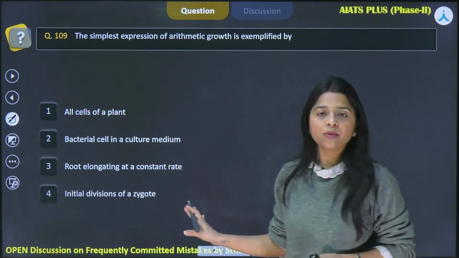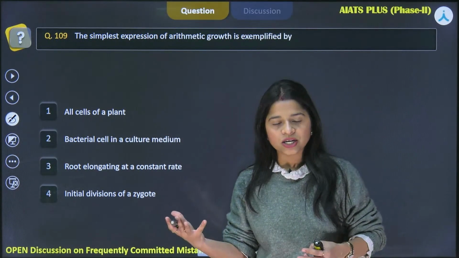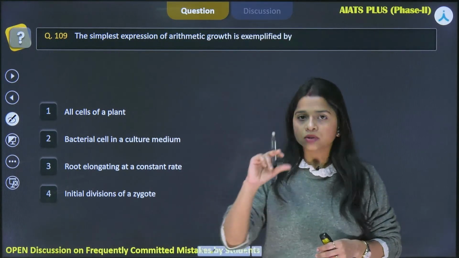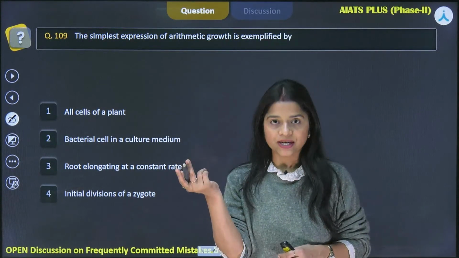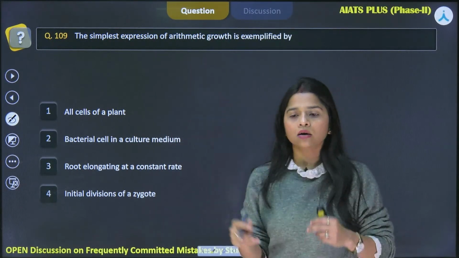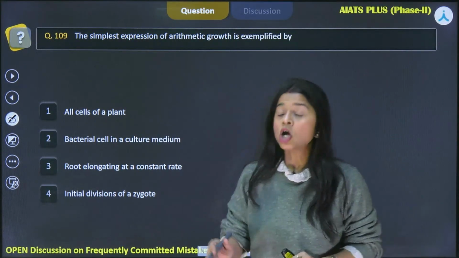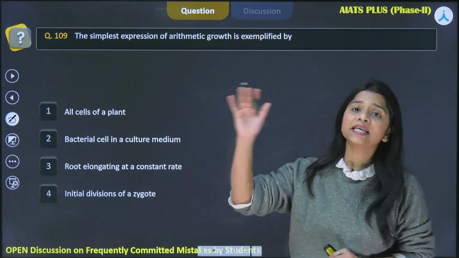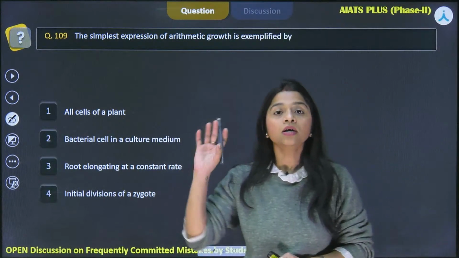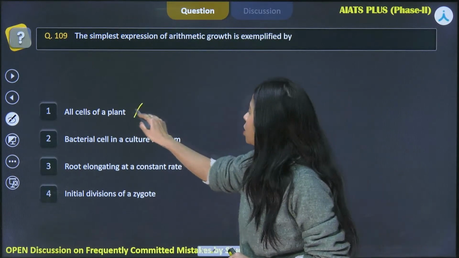first, all cells of a plant. No, all cells of a plant cannot show that, okay? Some cells will begin to differentiate, right? For example, in root, we observe there is the meristematic region. After that, the meristematic cells will become differentiated, right? And they will enter the elongation phase, and then they will differentiate to form the maturation phase, right? So basically, we cannot say that all cells are growing through this particular arithmetic rate, okay? Some are growing at the geometric growth pattern, and some are taking up the arithmetic growth pattern. So this is not true.